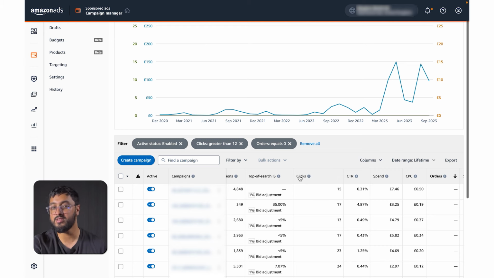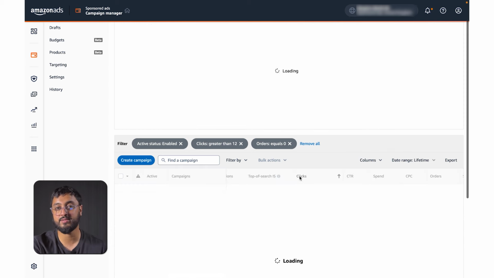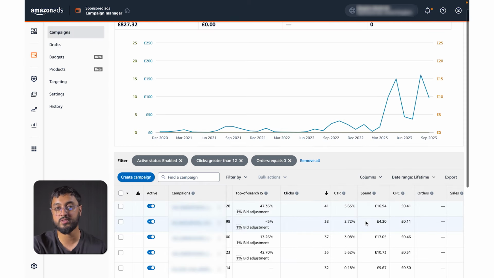So maybe if there is a turn in fortune and someone does purchase, then our ACOS will probably not be super high. For example, if I filter by clicks and I do it highest to lowest, take a look at the campaign right at the top. It's got 41 clicks, but we have only spent £16.94 with a cost per click of 41 pence. Now, if you have a more competitive keyword target, maybe your cost per click might be $1.20 or £1.20. Then you'll hit £12 or $12 in 10 clicks.